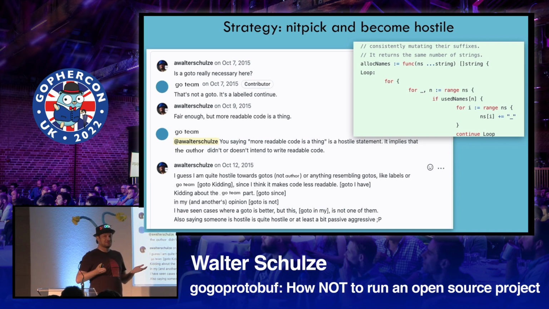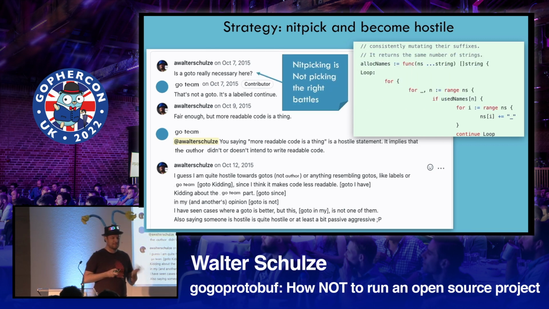Now, I still disagree with using labeled continues. I think it's a bad idea in general. I think it's kind of a shame it's part of the Go language. And it's okay to disagree, right? But what's not okay is nitpicking, not picking the right battles.